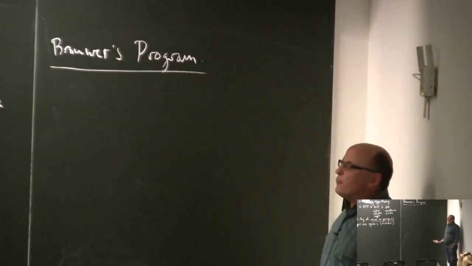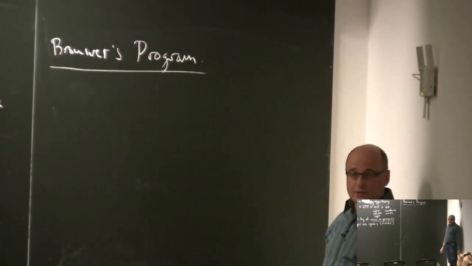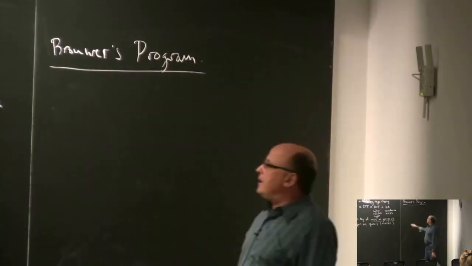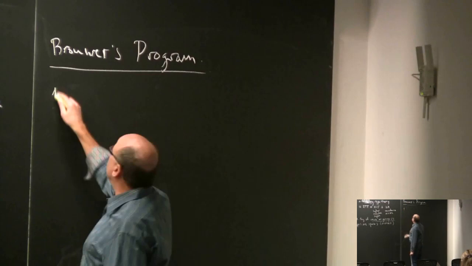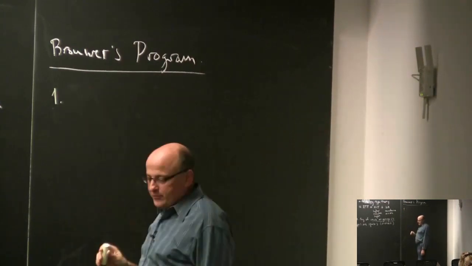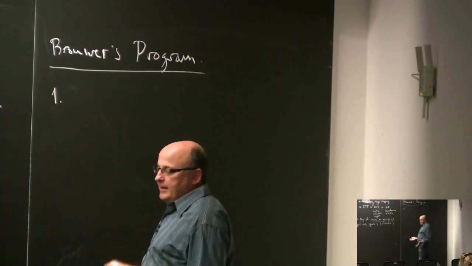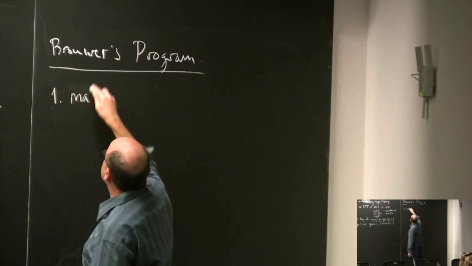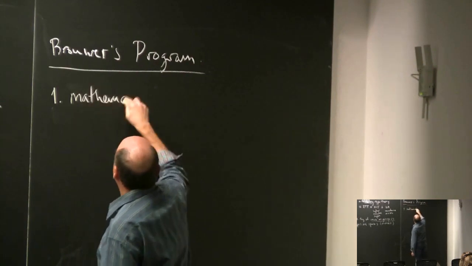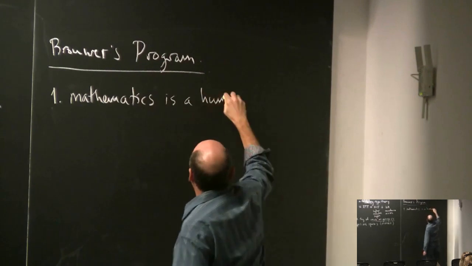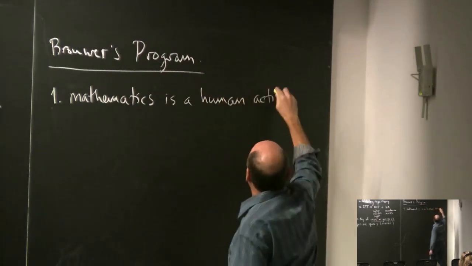And it's a working understanding that informs the concept of type theory. And Brouwer's program is based on two main ideas, which, depending on your perspective, can be either trivial or profound at the same time. So the first one is that mathematics is a human activity or a social activity conducted amongst people.